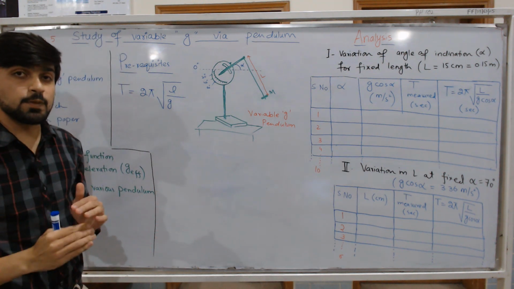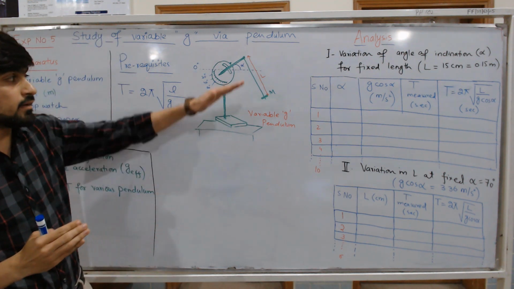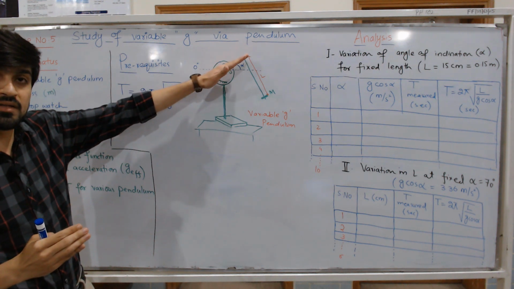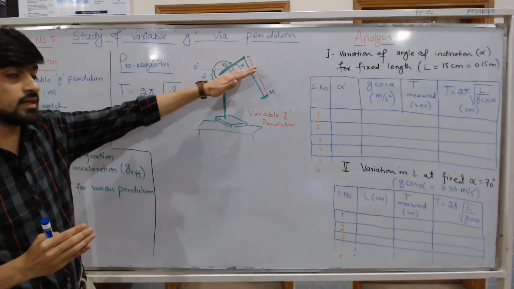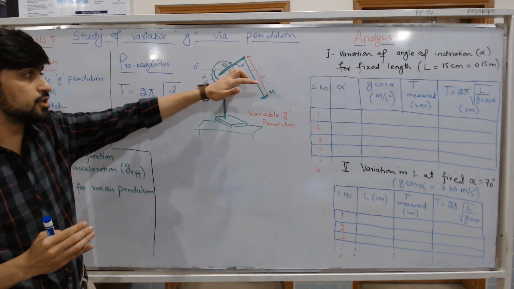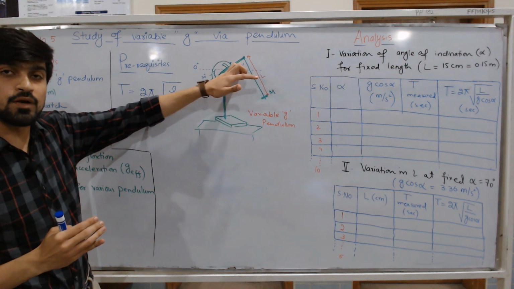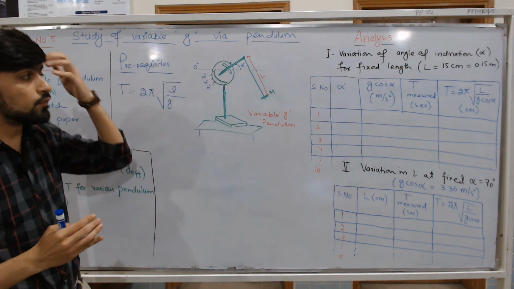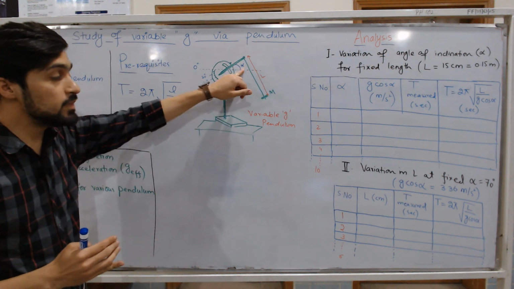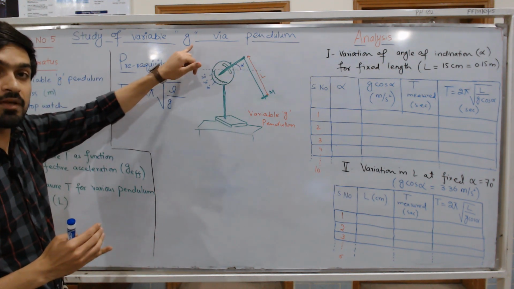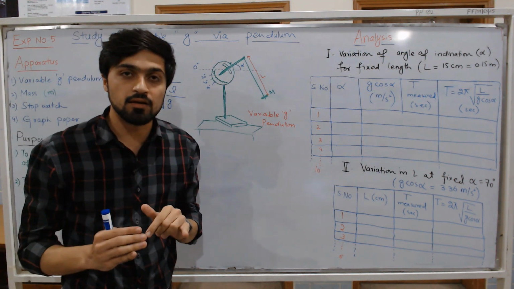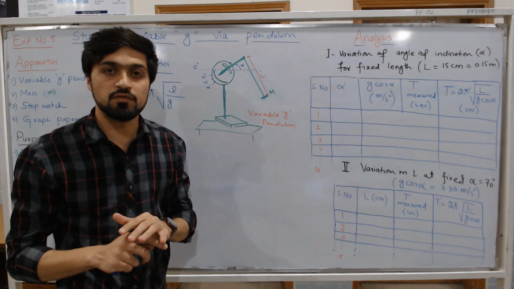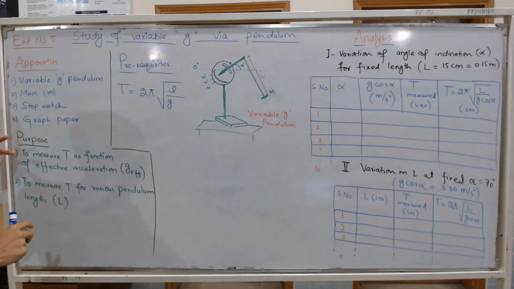Now this experiment is to study, if I am going to incline this simple pendulum at a certain angle, or the angle of inclination of this simple pendulum is not zero, then what will be the case? Then what will be the effect on the value of G? If the pendulum is inclined at a certain angle, what will be the effect on the value of G? And then we have two objectives of this experiment, which we will be discussing shortly.